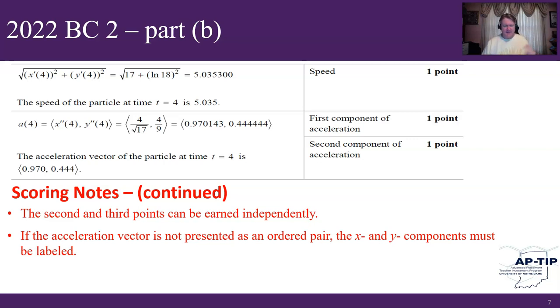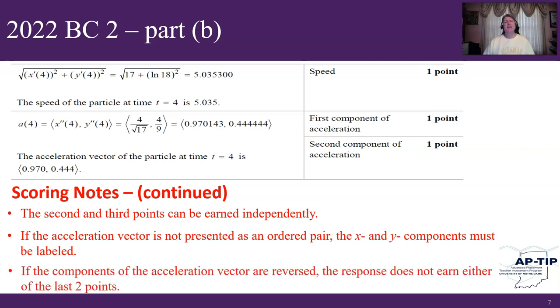Now, as I said before, if the x and the y are not in some kind of a pairing with some kind of grouping symbols around the outside, they have to be labeled. And if the components of the acceleration vector are reversed, then that response is not going to earn either of those last 2 points. We feel that's just a little bit too egregious, and the student's not quite grasping who is the x and who is the y in that particular case.